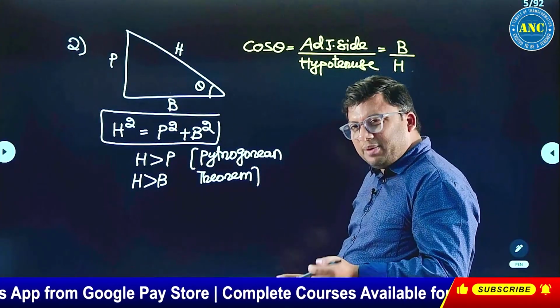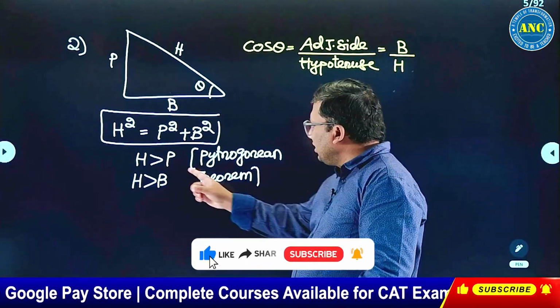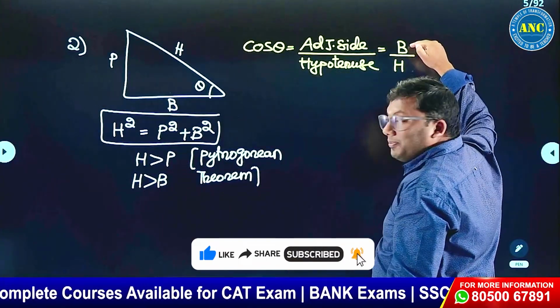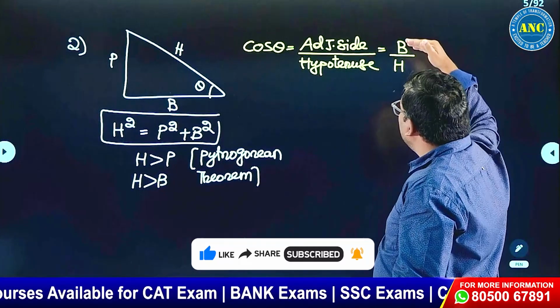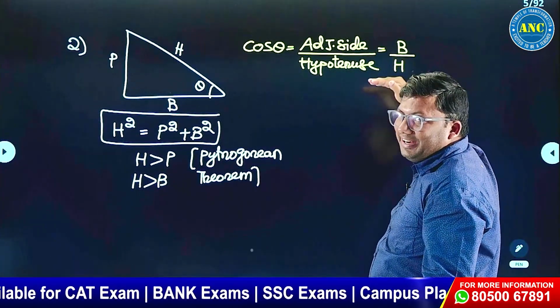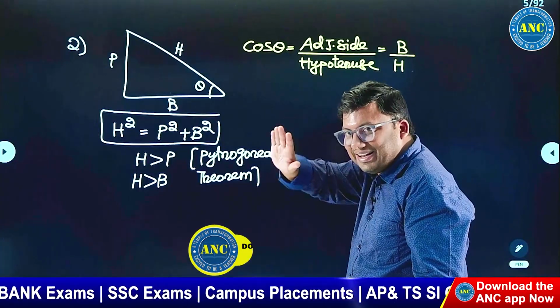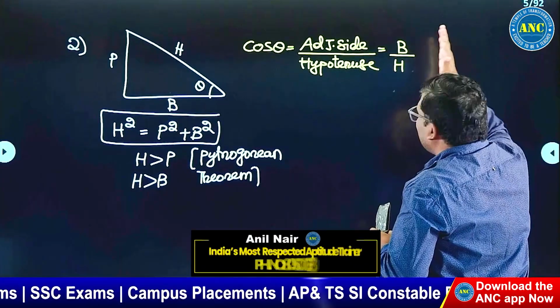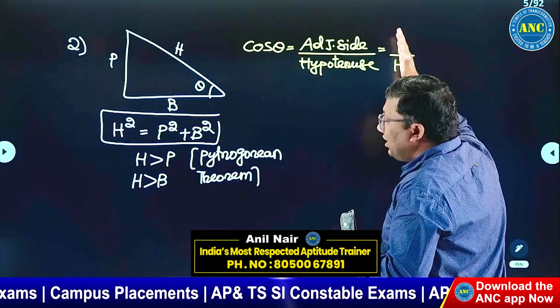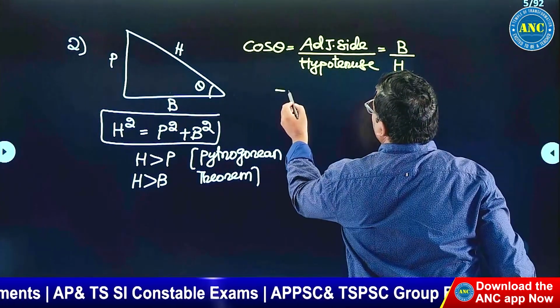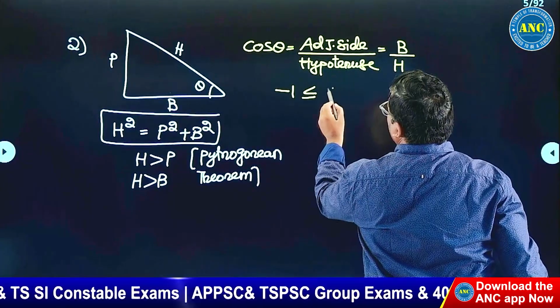Now, same way, H is greater than B. That means B is less than H. Numerator is less than denominator. Sin theta also we got numerator less than denominator. So, it cannot go beyond 1. These values can be in any of the quadrants. So, same thing with respect to cos theta.